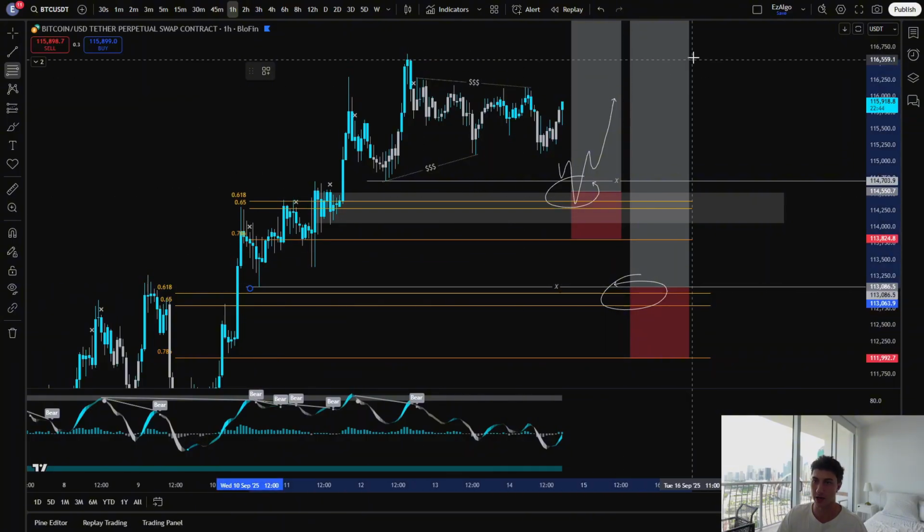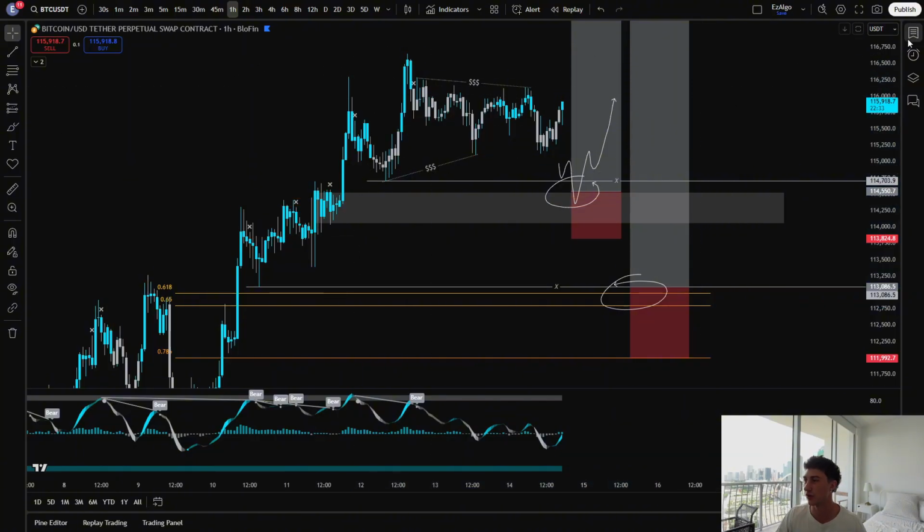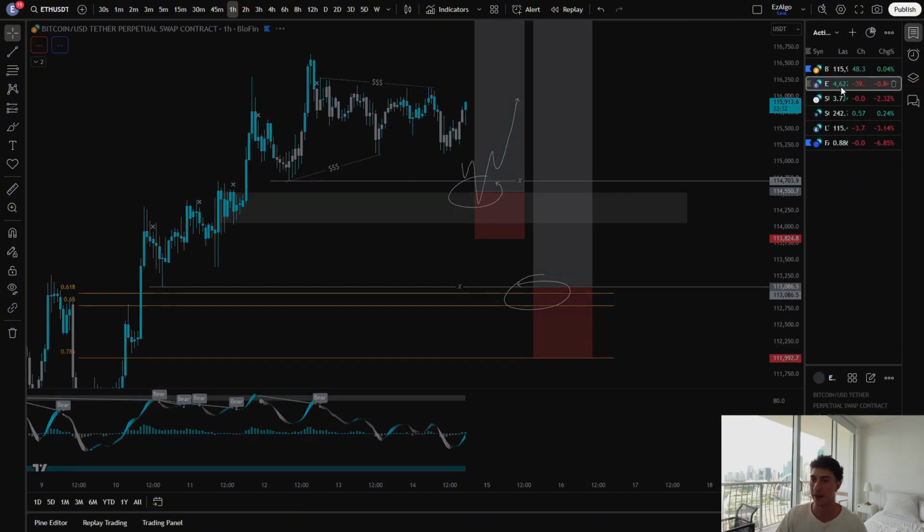So draw our golden pocket from the swing low to the swing high, perfectly overlapping this order block or this area of consolidation here. So this is going to be a high probability setup that I'm currently watching for Bitcoin.